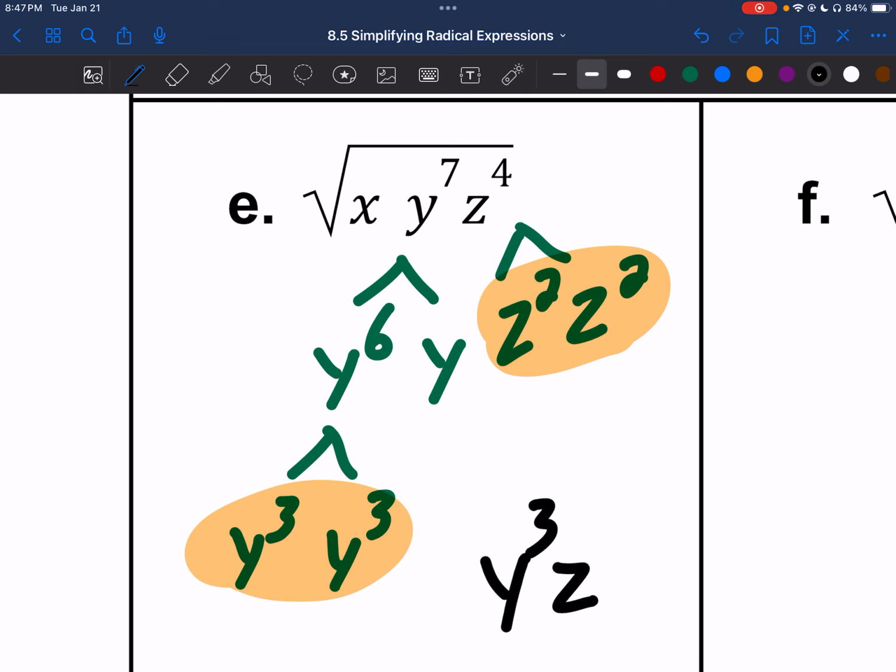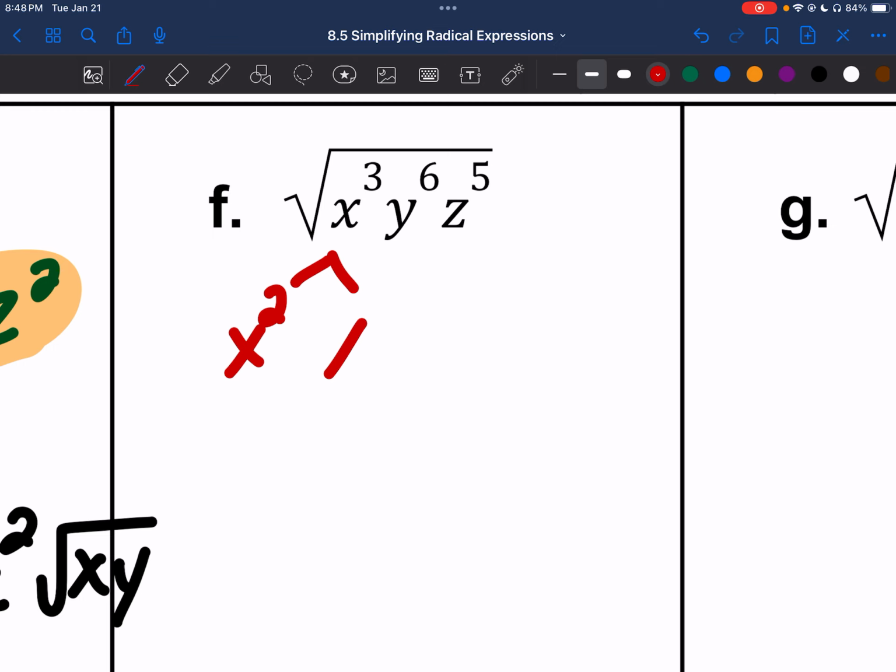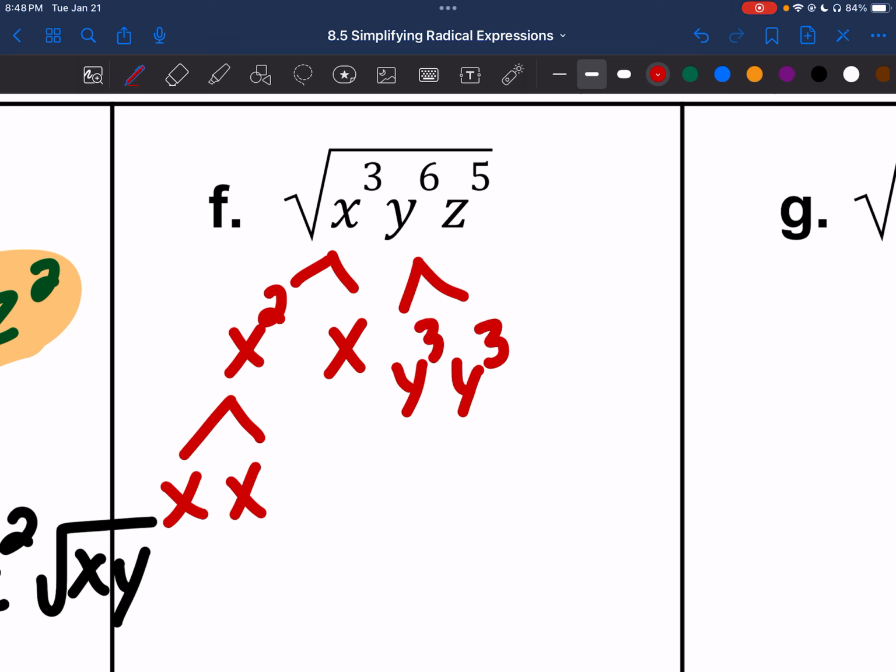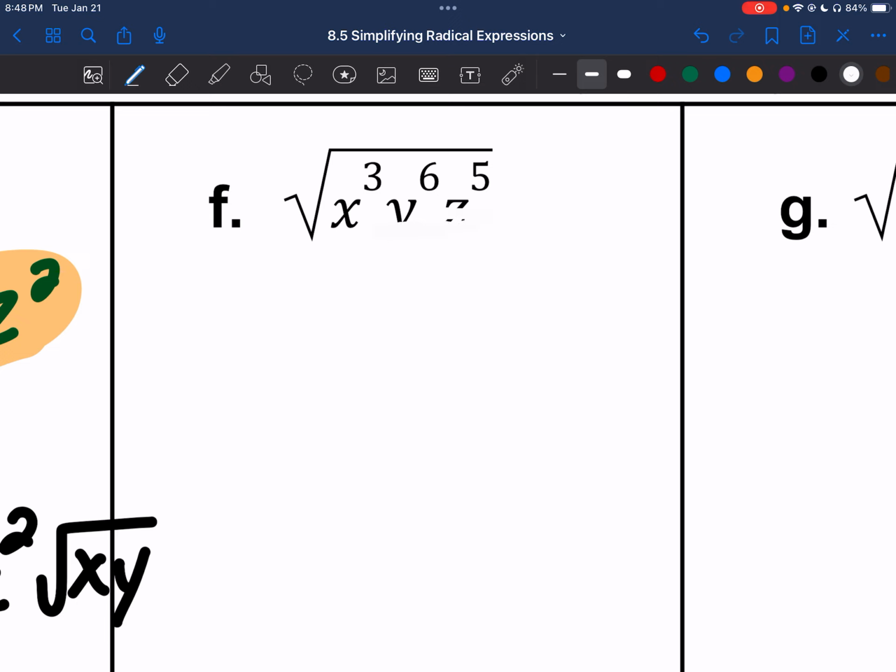Letter F. X to the 3rd, we break that into x squared, and x squared is x times x. Y to the 6th is y to the 3rd, y to the 3rd, z to the 5th. This didn't get changed. This was supposed to be a different problem, so we're going to fix that now. What's printed out on your sheet is going to look like this instead.